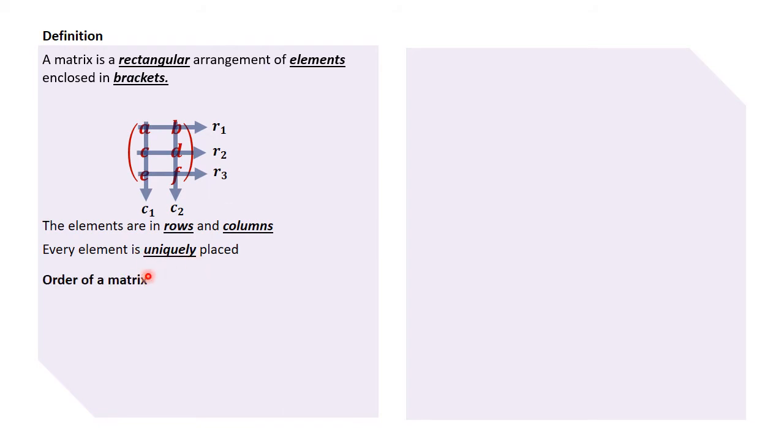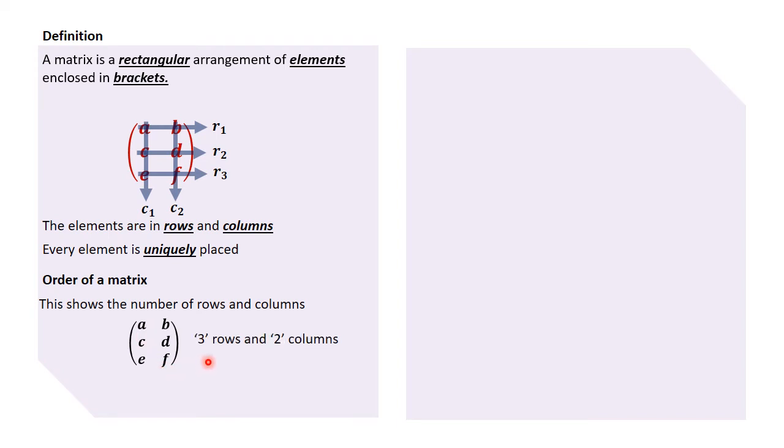Now moving on to order of a matrix, we say that the order normally shows the number of rows and columns that a matrix has. For example, the matrix that we had at the beginning, A, B, C, D, E, F, has 3 rows and 2 columns, and therefore we would say that this matrix is of order 3 by 2. It is read that way, but written as 3 multiplied by 2 as it is on your screen.